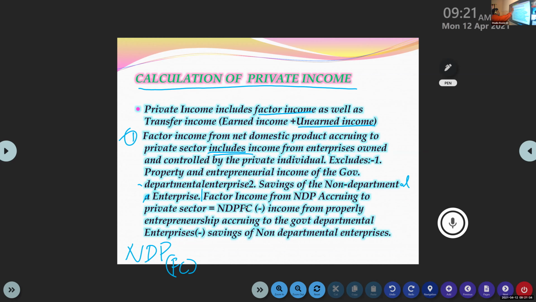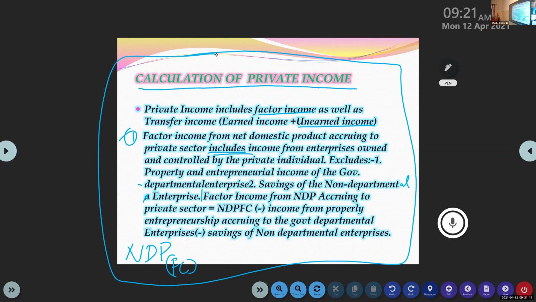Okay, so just keep this idea in a box there. After discussing the three methods of calculation, we will discuss this one. So just draw a box and keep these ideas within that box. Okay, calculation of private income. Done.